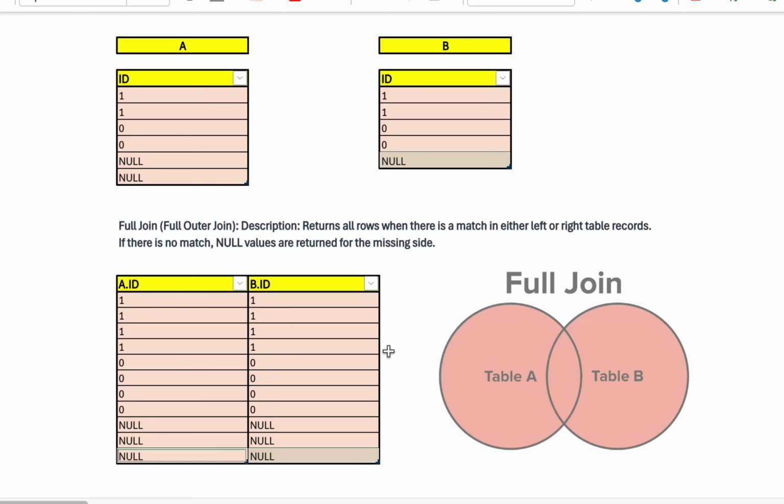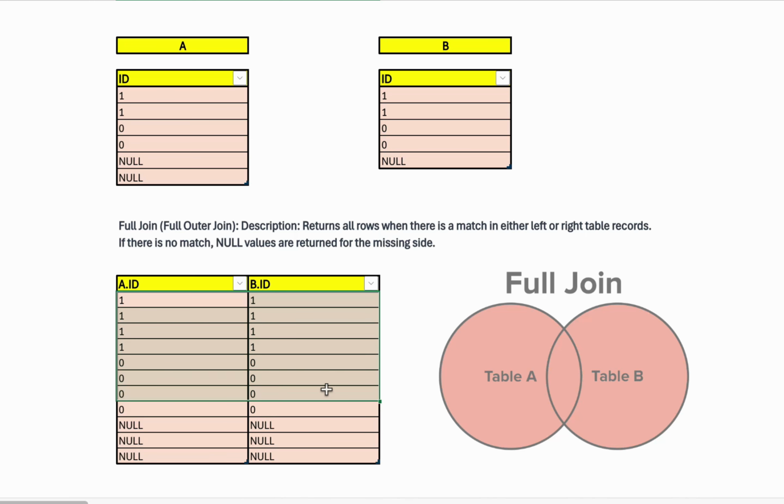So let's count the total number of rows from this. 1, 2, 3, 4, 5, 6, 7, 8, 9, 10, 11. So when we apply the full join operation between table A and table B, we will get the total number of rows as 11. Now let's try to understand all these joins in SQL editor.